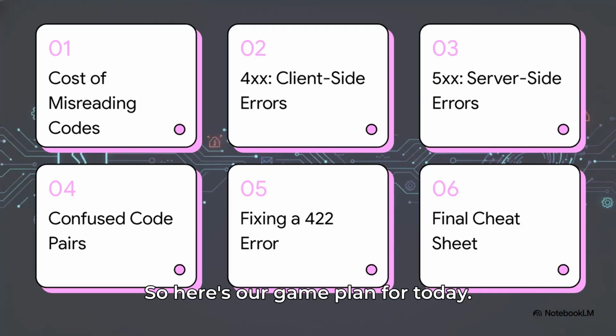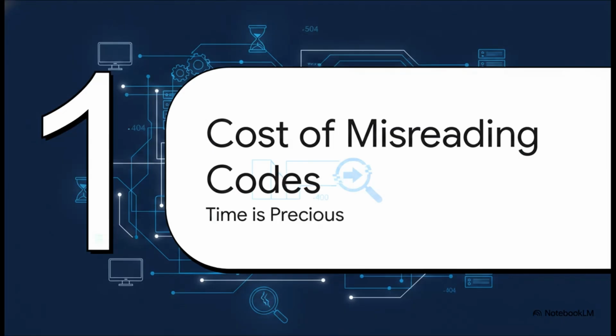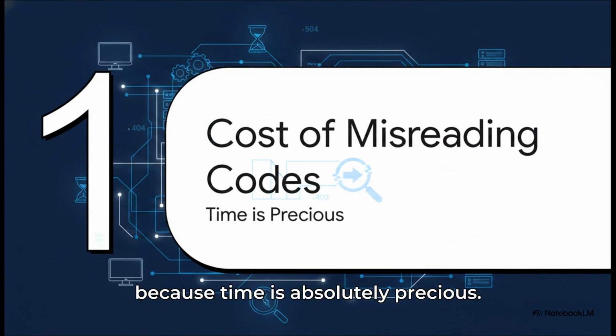So, here's our game plan for today. We'll start with the cost of misreading codes, then dive into the 4xx client-side errors, followed by the 5xx server-side errors. After that, we'll untangle the most confused code pairs, walk through a real-world scenario of fixing a 422 error, and wrap it all up with a handy final cheat sheet. All right, kicking things off with part one, the cost of misreading codes, because time is absolutely precious.